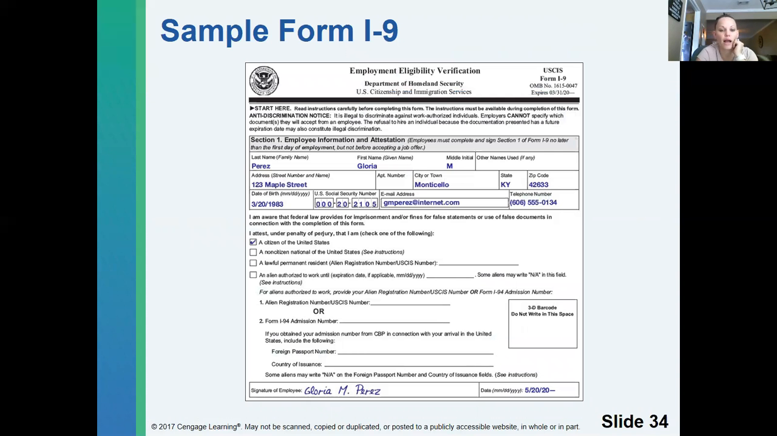So this is the sample I-9 that they base it off of. Basically, it just checks your citizenship level using your Social Security number.